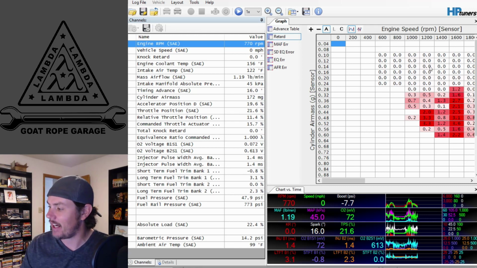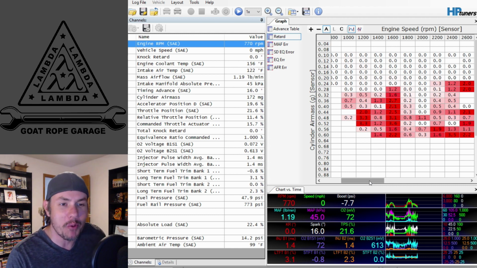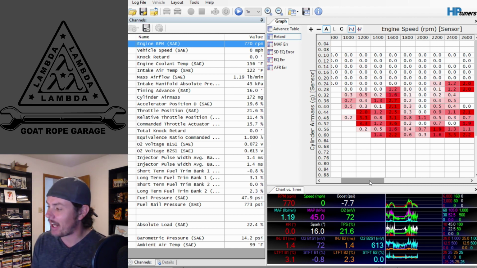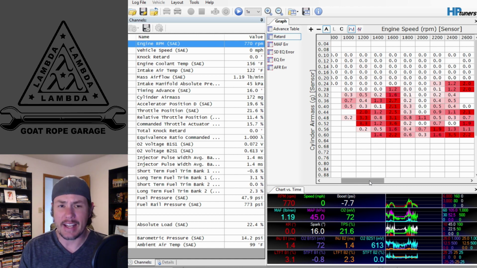As you can see, we've got some knock on here. That's a pretty good indication of what would be removing the timing. Normally you would say, oh no, we've got some issues here, we need to go back and adjust our timing table. That's not necessarily the case. This is a predominantly stock platform that he's tuning on, and he is, in fact, running 87 octane.